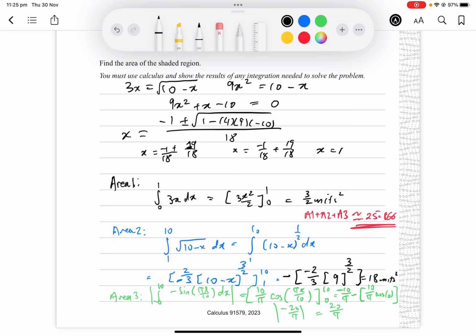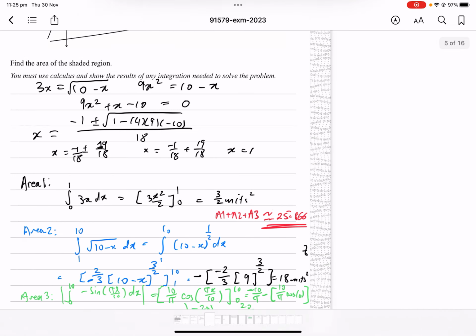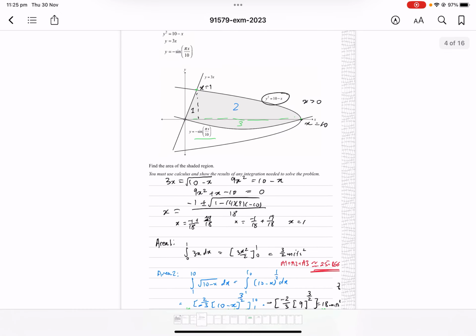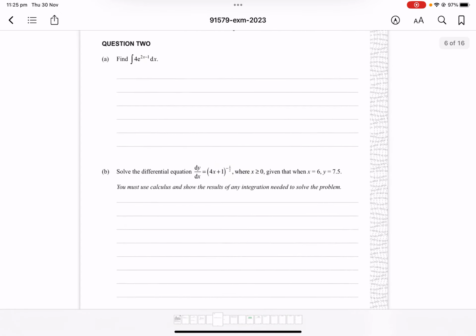This should be an excellence level question. There's quite a lot of work regarding this question. There's 3 areas to calculate. And yeah, I'll just leave it there since I'm not too sure exactly how they'll be grading it. So I'll probably just stick with this being an excellence level question. Brilliant. Let's have a look at question number 2.